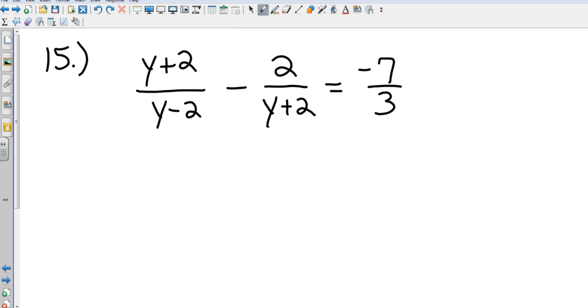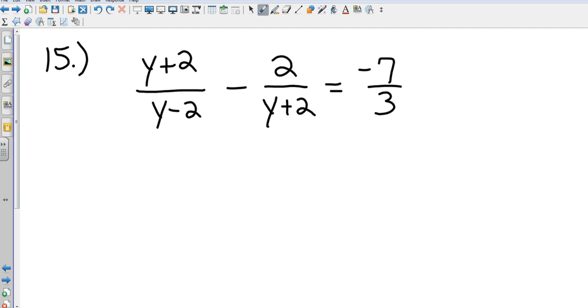Okay, number 15, y plus 2 over y minus 2 minus 2 over y plus 2 equals negative 7/3. Again, I want to combine the two on the left-hand side into one fraction. I'm going to ignore my negative 7/3 for now and then bring it in at the end. So looking at the ones on the left, some of you might be thinking, oh, that's an inverse. That's a y minus 2 and that's a y plus 2. But it's not an inverse because both of the y's are the same sign. They're both positive. So this is just one of those where they don't have anything in common in the denominators.